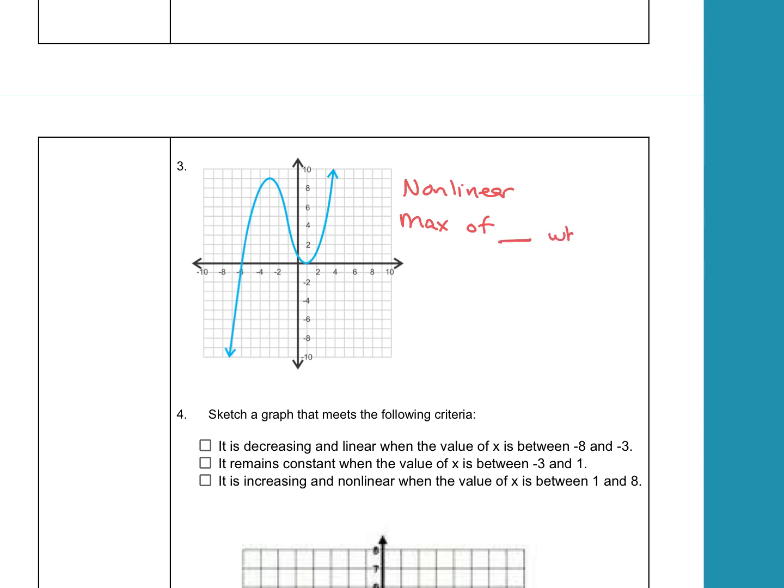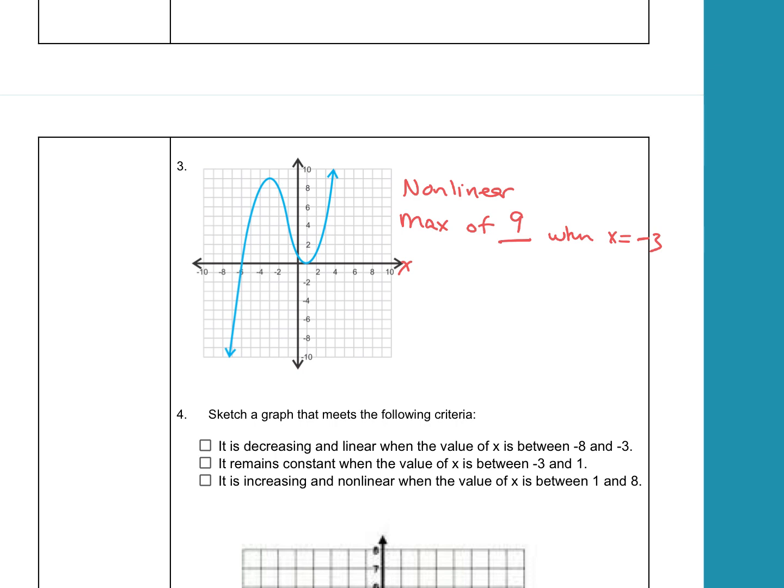When x is, this is at the x value of -3. So the maximum is happening when x is -3. And what is that max? It goes all the way up to halfway between 8 and 10, which would be 9. So the max is 9, and that maximum happens when the x value is -3.